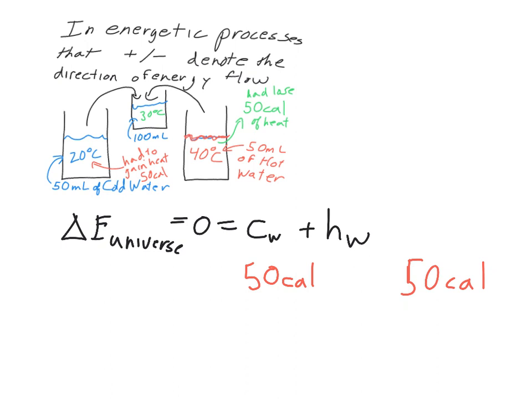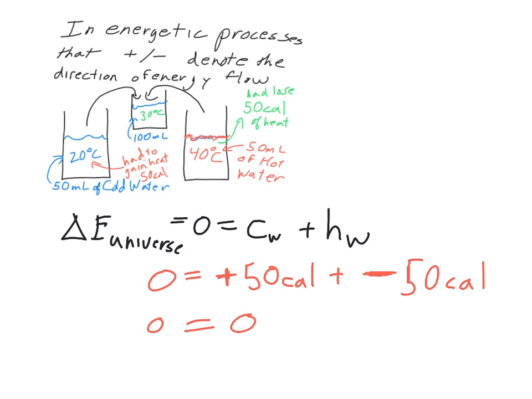Well, if our hot water was losing 50 calories of energy, what do you think the sign should be? It should be negative, right? Anytime you lose things, it's negative. Our cold water had to gain 50 calories, so we call its gain a positive change in energy. And 50 positive plus 50 negative is 0. So the change in the energy of the universe was 0 because our cold water gained energy, and all that energy gained by our cold water came from our hot water.